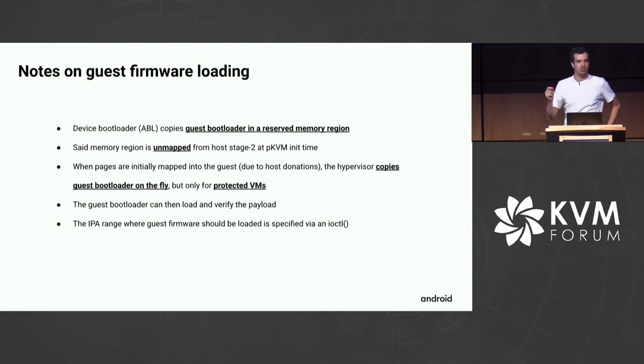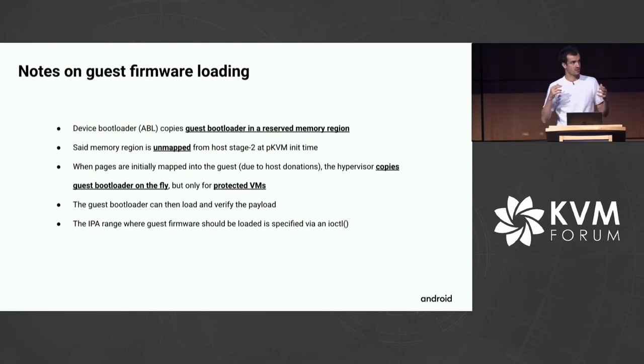A few notes on how we load things into the guest, because it ties into how memory gets mapped there. The expectation we currently have is that the device bootloader, which is the Android bootloader for us, has to copy a trusted guest bootloader into a reserved memory region, which will be described in the DT of the host. That memory region will then be unmapped by the hypervisor when it initializes. So when I said earlier that the hypervisor unmaps itself from the host, it also unmaps the guest bootloader.